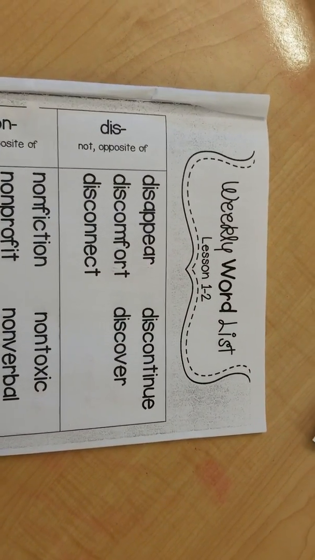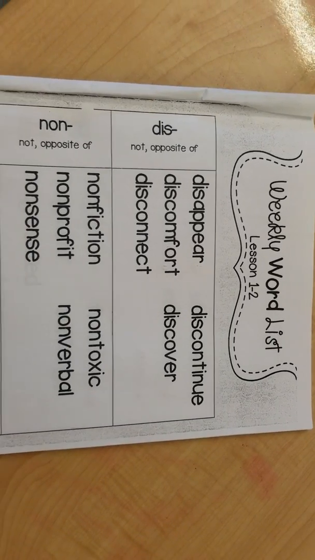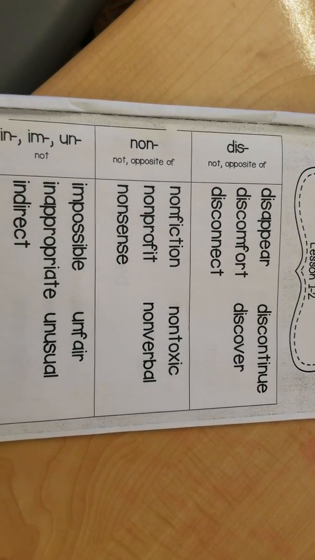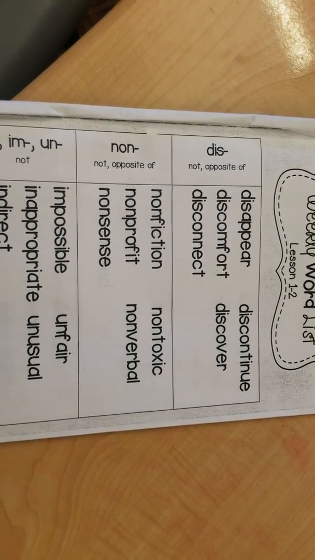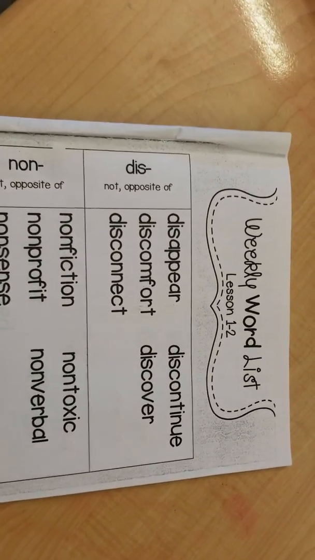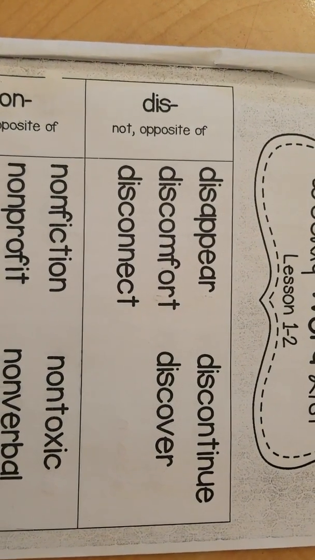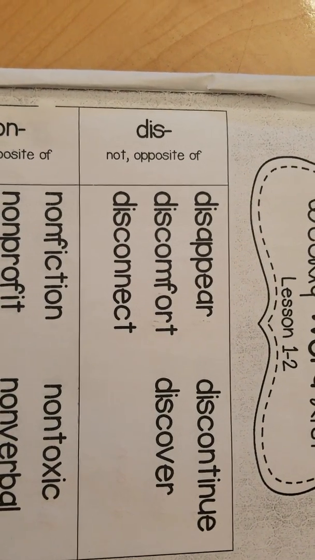Open your book to the word list for lesson 1, 2. We're going to look at prefixes. Prefixes come before the base word, and they change what the base word means. So if you look at the very first one, it is dis. It means not or opposite of.